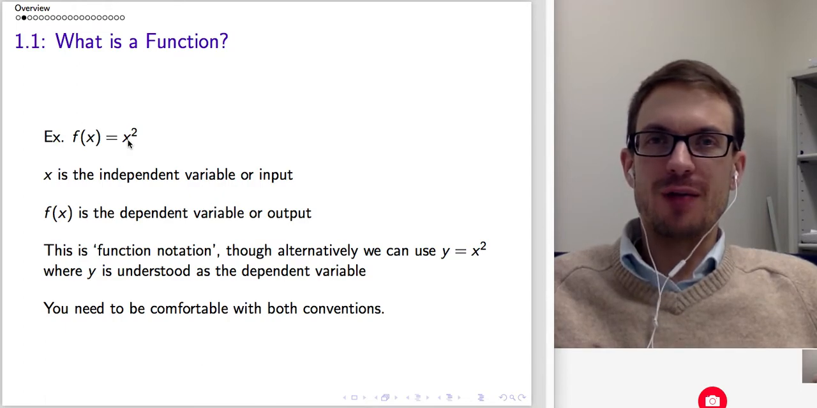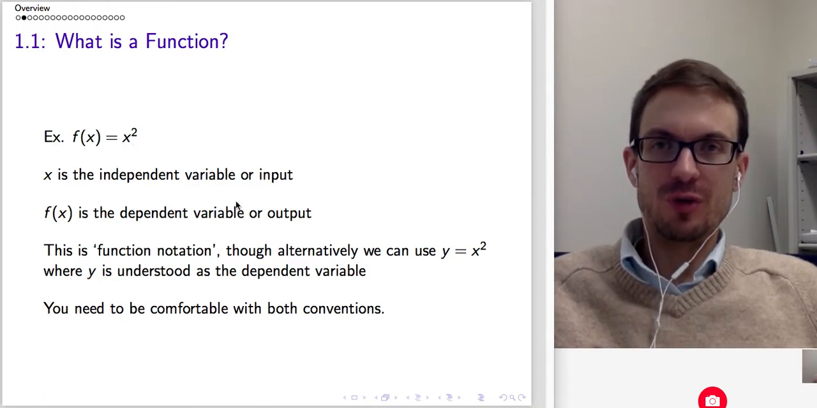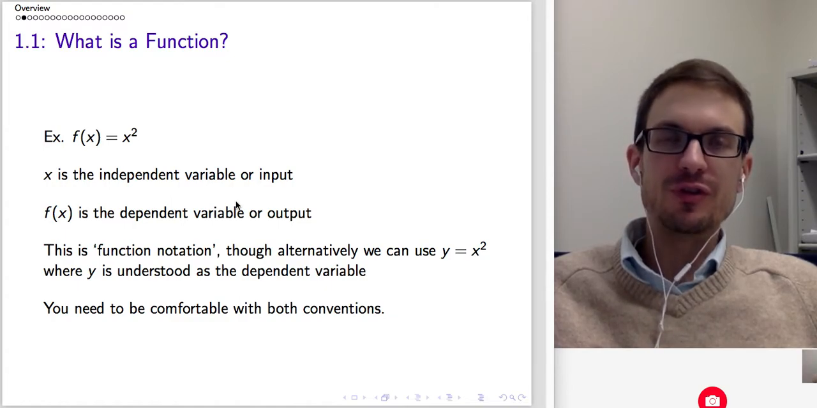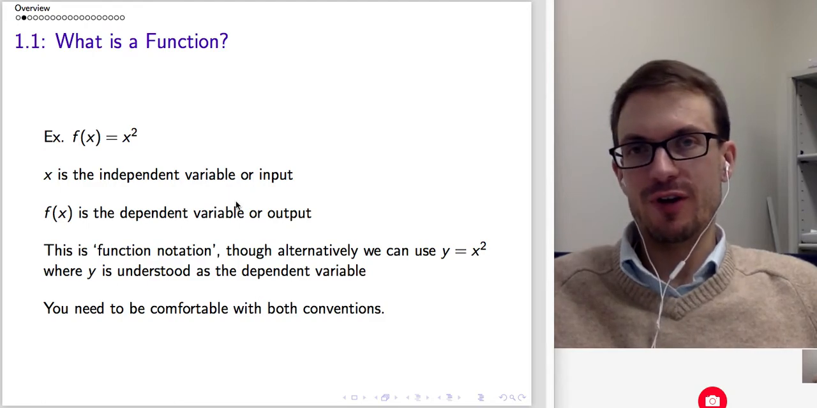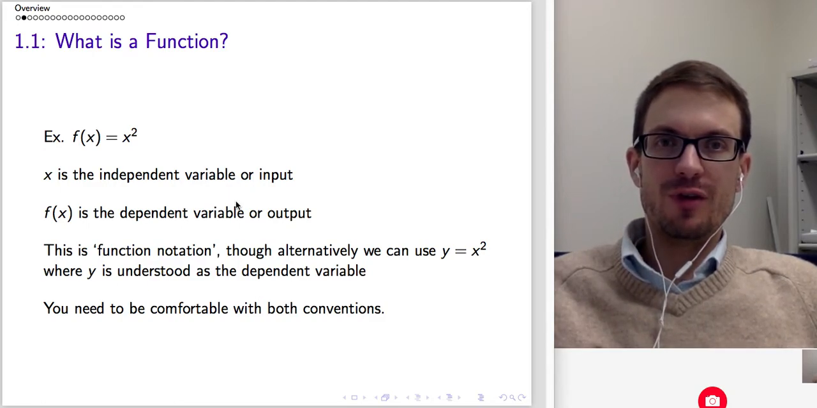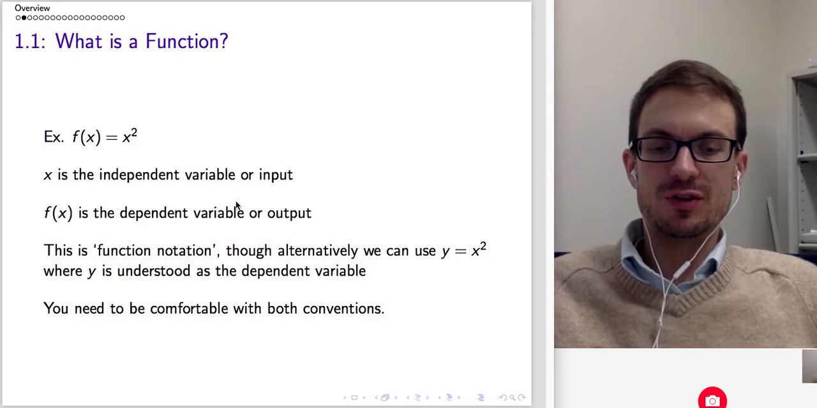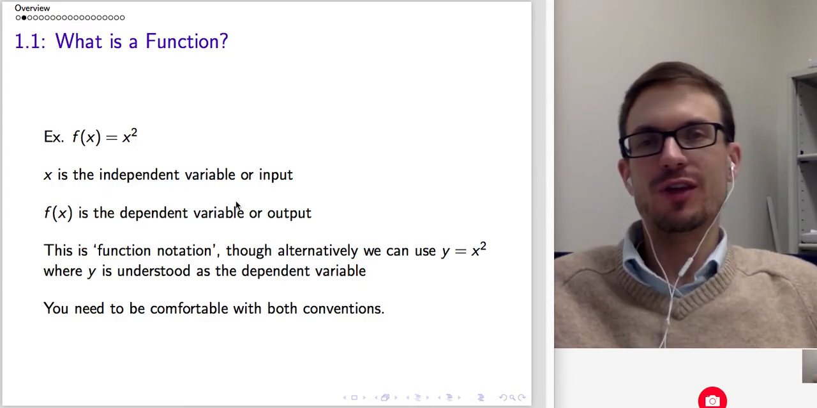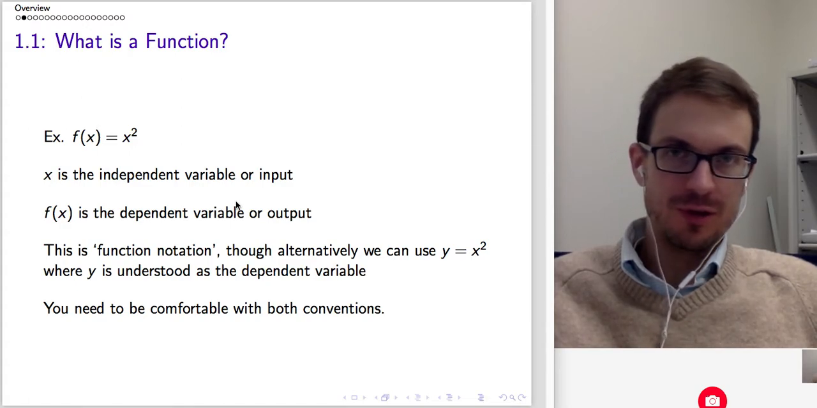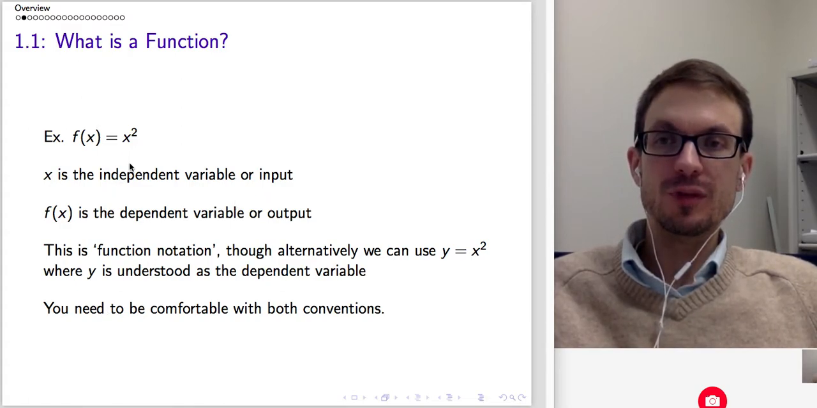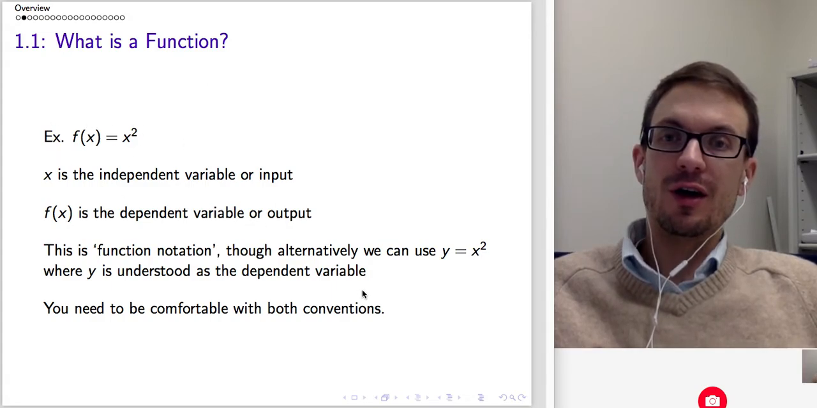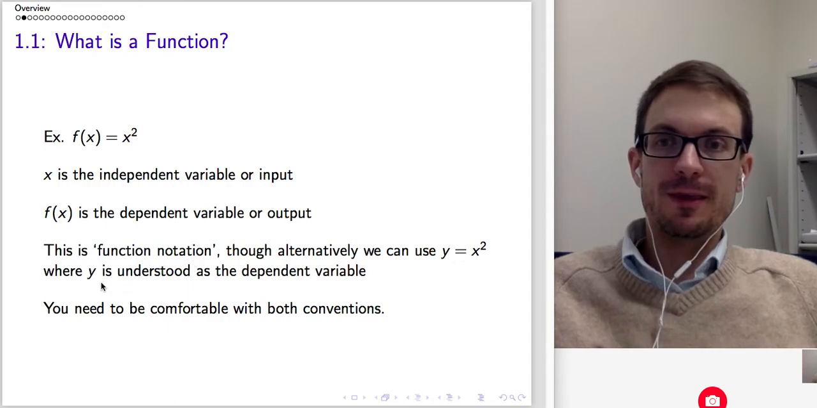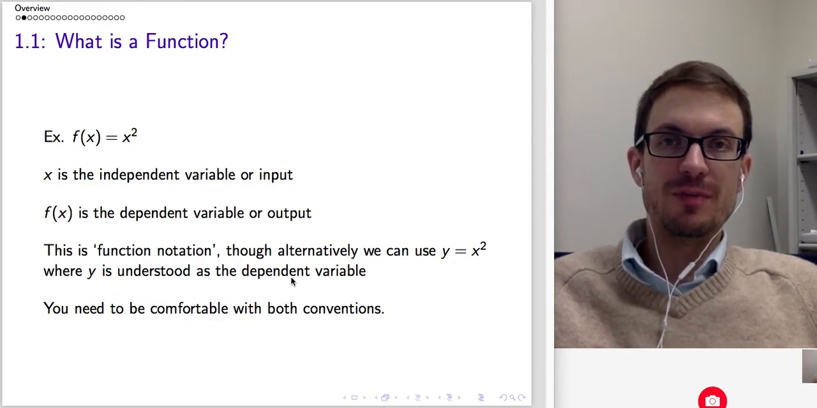In a word problem, if you have a paragraph or something, essentially what you're going to want to look for is what is it that's changing such that it exerts some influence on another variable. And whatever is acting on the other variable is probably the independent variable, and whatever is experiencing the effect is probably the dependent variable. Now this here is function notation. Alternatively, I could have written y equals x squared. You've seen that before. Here, y would be understood to be our dependent variable.